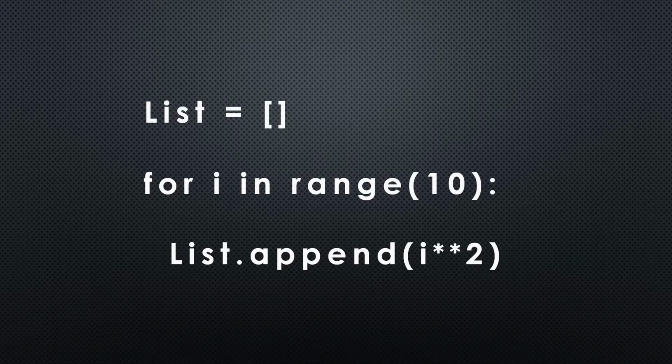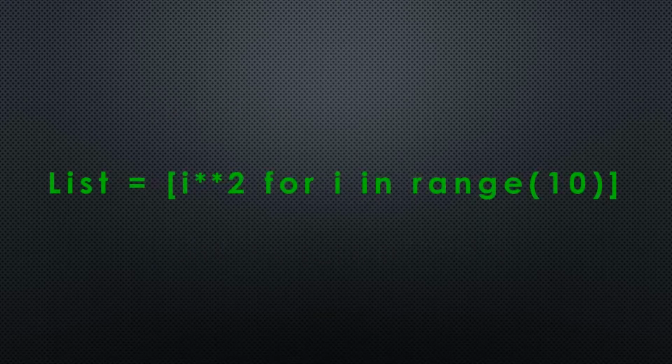So if we look at this example, we would normally write list equals an empty list, and then for i in range 10, list.append i squared. So this would append all the numbers from 0 to 9 squared to our list. But what if we could write it in one line? Well, with a list comprehension, we can. Simply write list equals, open square brackets, i squared for i in range 10. See how simple it is?